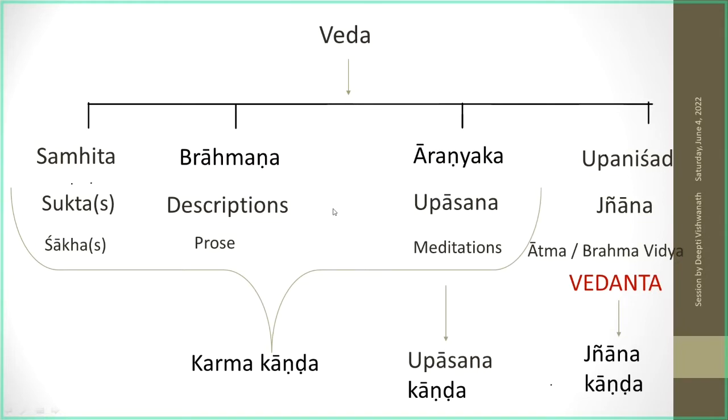portion. Samhita is more of suktas and praises of the deities. Brahmanas are descriptions of rituals. Aranyakas is more focused on upasanas to various deities. And Upanishad is all Gyan Kand, which is Atma Vidya, Brahma Vidya, and that is what we call as Vedanta. So what is Vedanta?